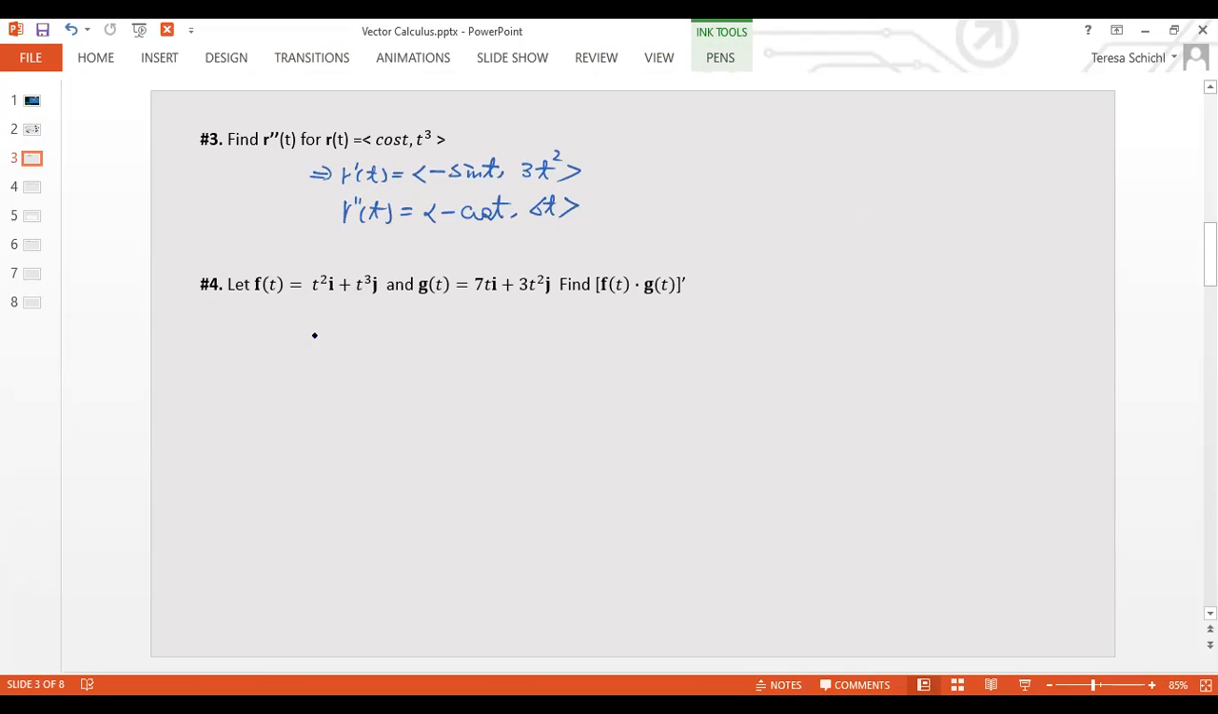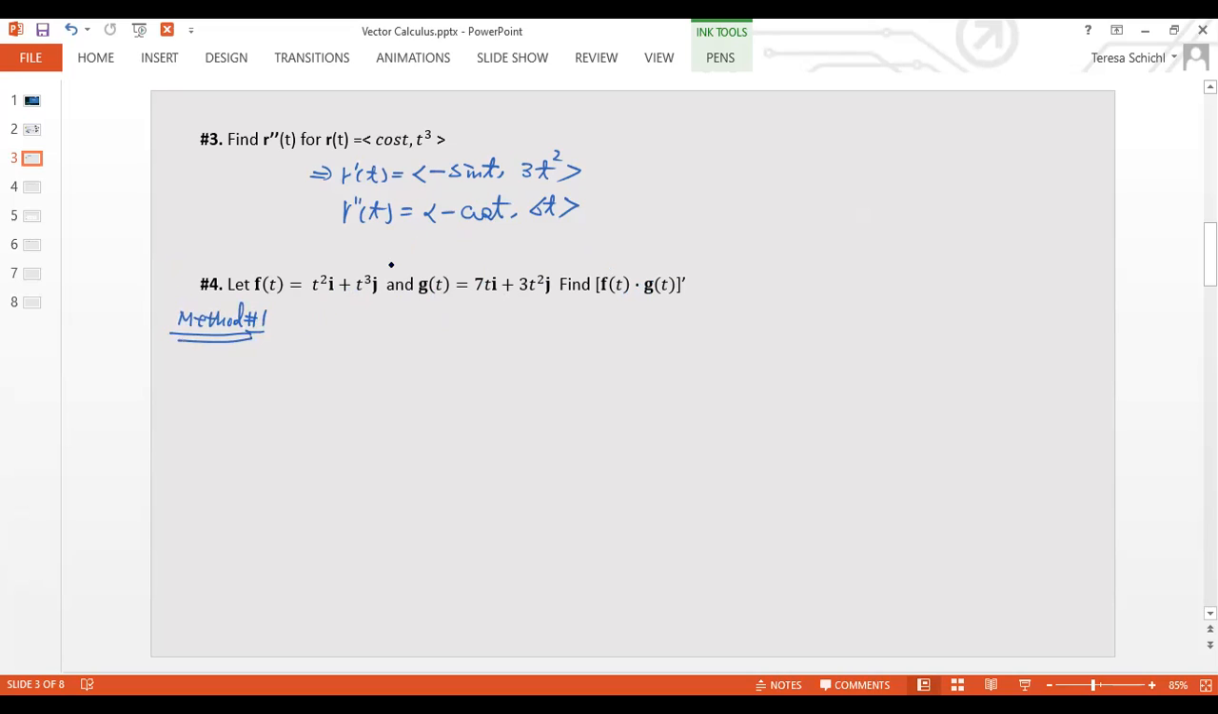That's it. Okay, so number 4 is here. They said f(t) is equal to t squared i plus t cubed j. g(t) is 7t i plus 3t squared j. I want to find the derivative of f(t) dot g(t). Okay, let's do it two ways. Method number 1, let's do it directly. So let's do the dot product first.